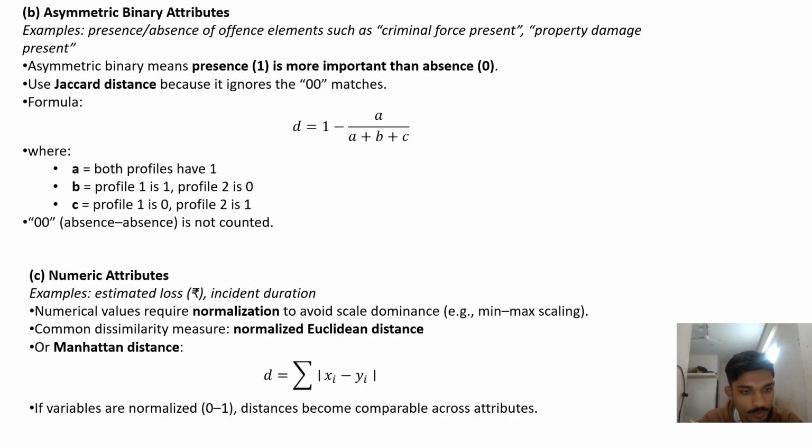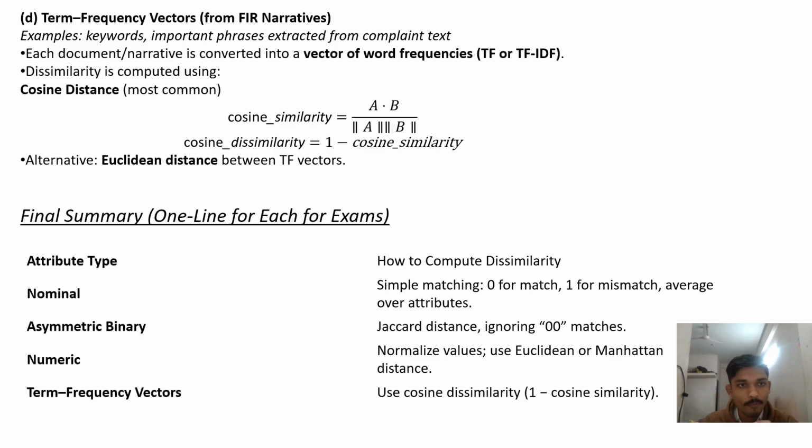The third one is numeric attributes. It includes examples of estimated loss in rupees and incident duration. Numerical values require normalization to avoid scale domination, like min-max scaling. Common dissimilarity measures are normalized Euclidean distance or Manhattan distance. The formula for Manhattan distance is the summation of absolute xi minus yi, where i goes from 1 to n, the length of the data. If variables are normalized, in the range 0 to 1, distances become comparable across attributes.